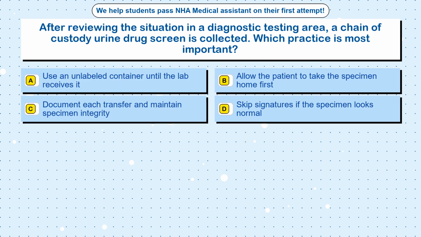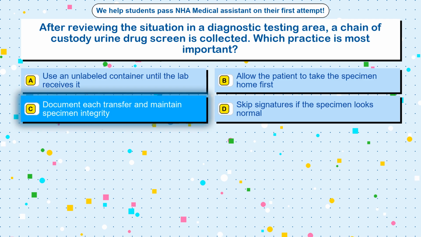Question 21. After reviewing the situation in a diagnostic testing area, a chain of custody urine drug screen is collected. Which practice is most important? Option A, use an unlabeled container until the lab receives it. Option B, allow the patient to take the specimen home first. Option C, document each transfer and maintain specimen integrity. Option D, skip signatures if the specimen looks normal. The correct answer is option C. Document each transfer and maintain specimen integrity.